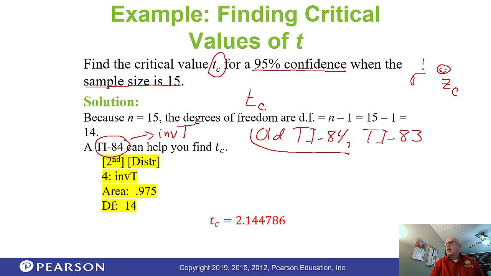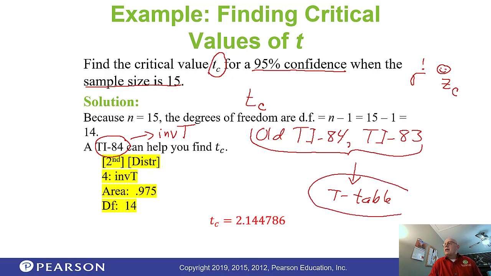If you're using one of those, what you need to do is find the T table in the back of your book. Another possibility is you could get on the internet, search for a T table, and print that out. And then learn how to use it. That shouldn't be too hard, but that'll give you these T values that you need.